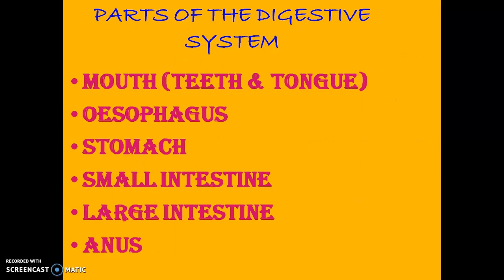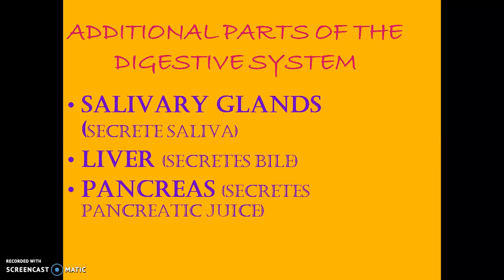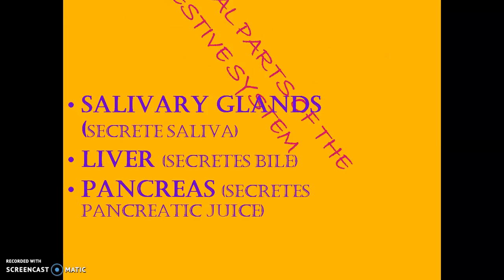The main parts of the digestive system are the mouth, the teeth and the tongue, the esophagus, stomach, large intestine, small intestine, and the anus. The additional parts of the digestive system: salivary glands which secrete saliva, liver which secretes bile, and pancreas which secretes pancreatic juice.